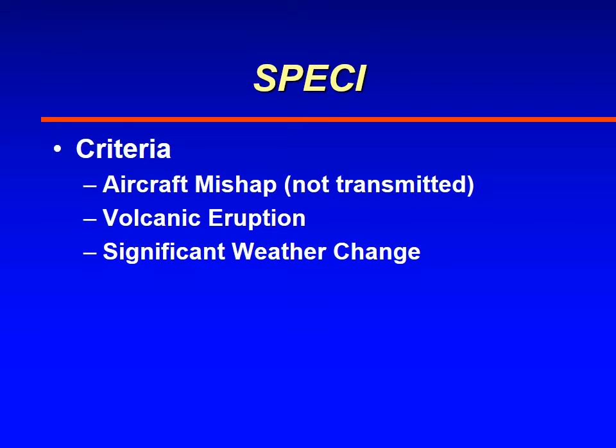Number one, if there's an aircraft accident at the airport, then a special observation will be made. That special observation is to document the weather at the time of the accident, and it is not transmitted over the national data network. In other words, it stays at the local airport, and the NTSB will use that to discuss the accident. Also, if there's volcanic eruptions, it's very important for aircraft to know that there is volcanic ash in the area, so that will be a special observation. And then also when there's significant weather changes. We're going to go through these different weather changes, and you'll need to know 2 different criteria.